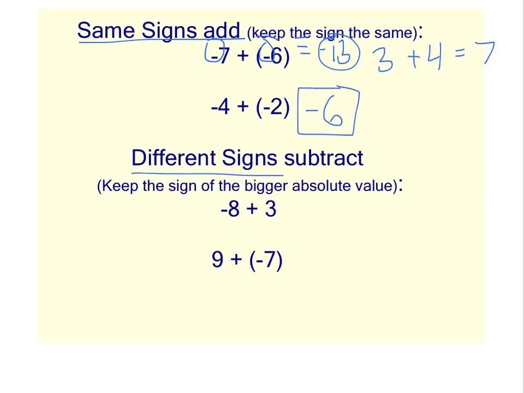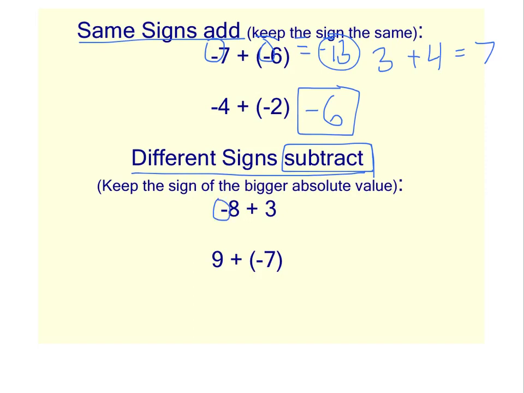Now, when they're different signs, I'm going to subtract the numbers. You may have remembered when we did 9 plus -2, the answer was 7, and you might have been thinking in your head, that's kind of like 9 minus 2. Well, it sure is. So here we have 8 minus 3, or -8 plus 3. These are different signs.